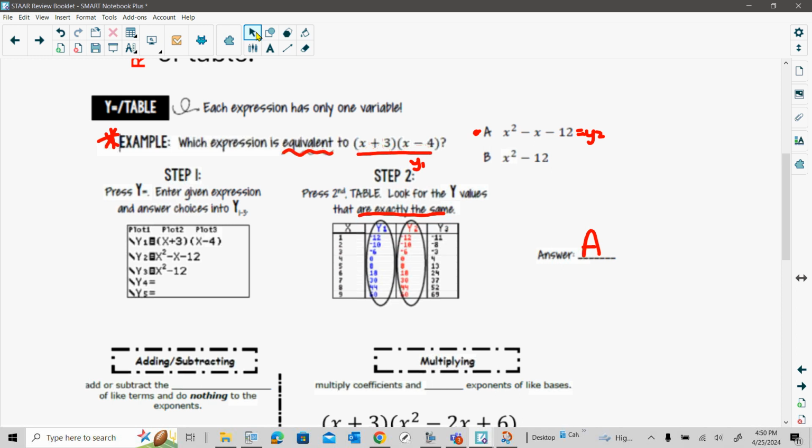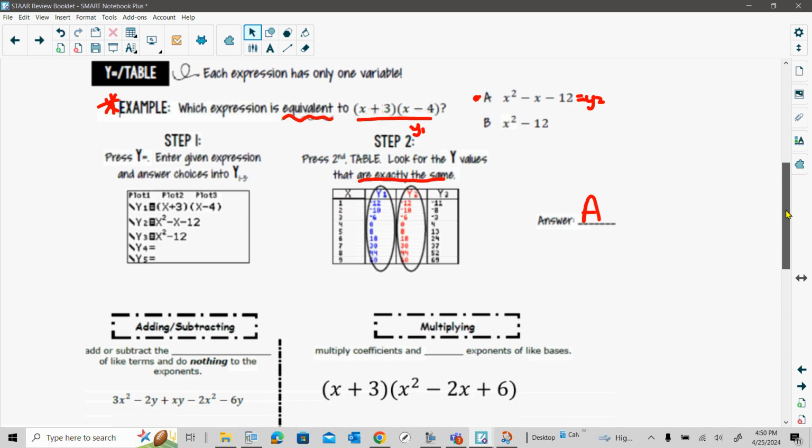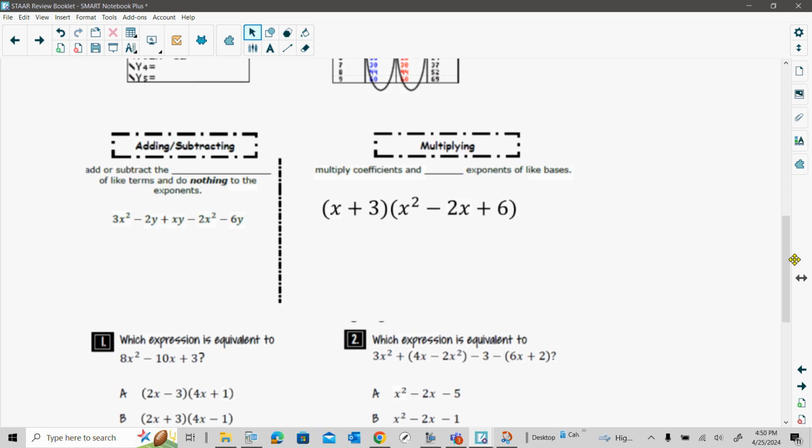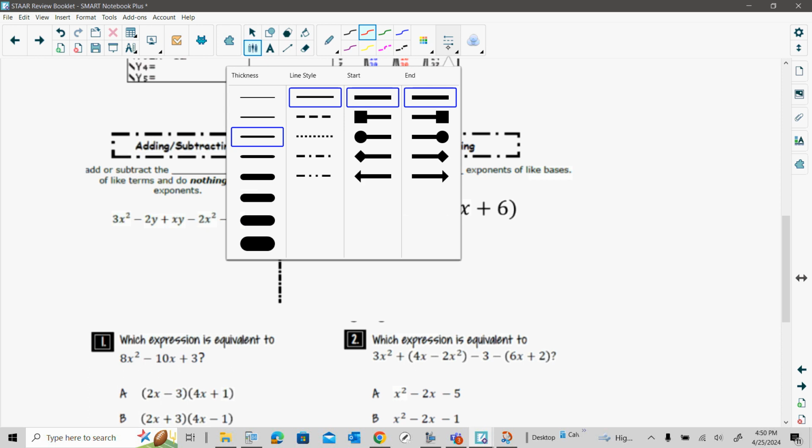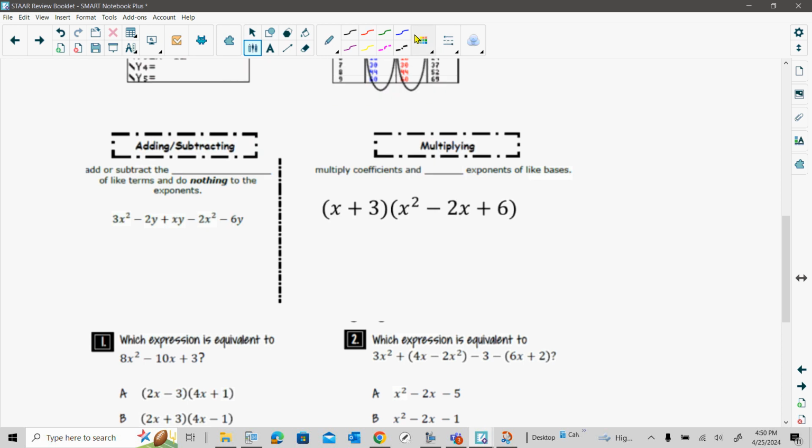Now for simplifying or algebraic methods, you're still going to have to know some pencil and paper processes, which requires you to know adding and subtracting expressions. So if we're adding or subtracting, we need to add or subtract the coefficients. So we need to add that to our notes.